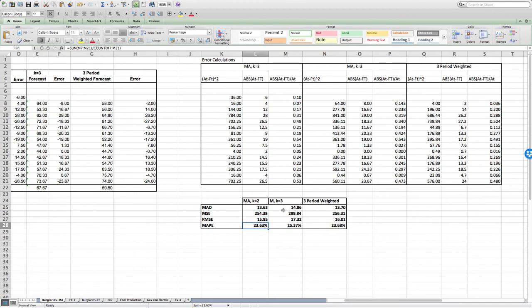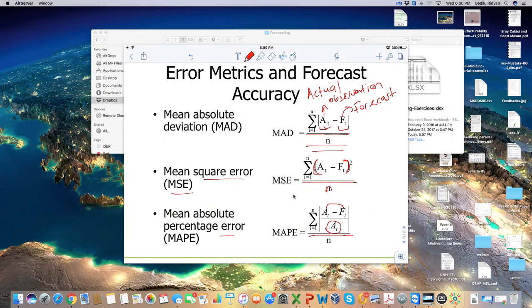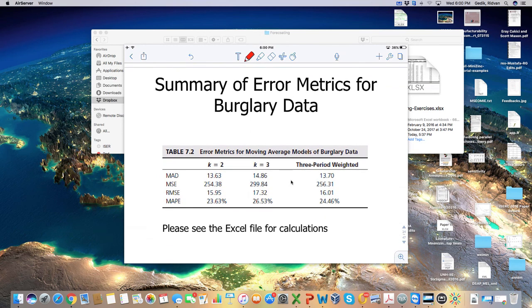Okay, so you are going to do these error calculations whenever you are proposing a new forecasting method, and based on these error measures, you are going to select the optimal forecasting technique. So for this one, we do have error values for moving average k is equal to 2, moving average k is equal to 3, and then the 3-period weighted method. Let's try to make a decision about which one to pick. I do have the summary tables also here on my slides. Okay, let's check it out here.